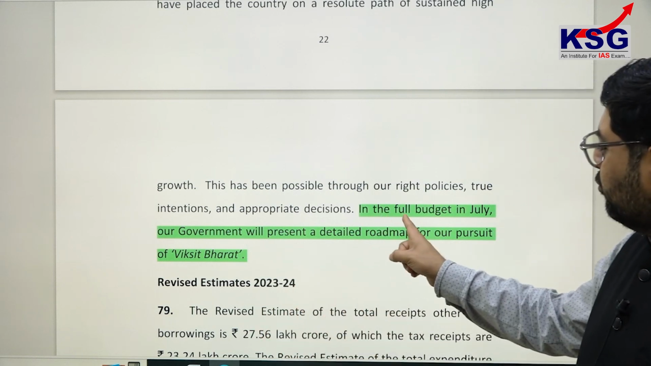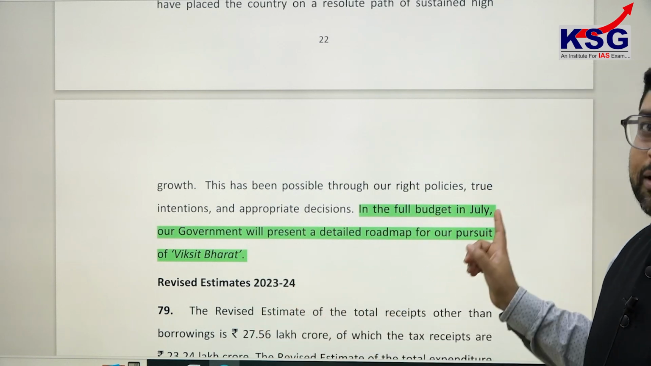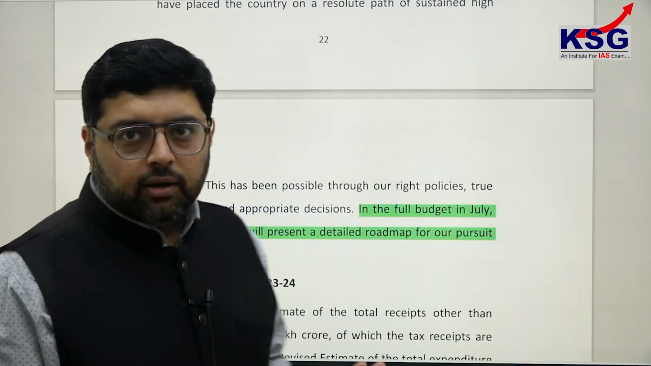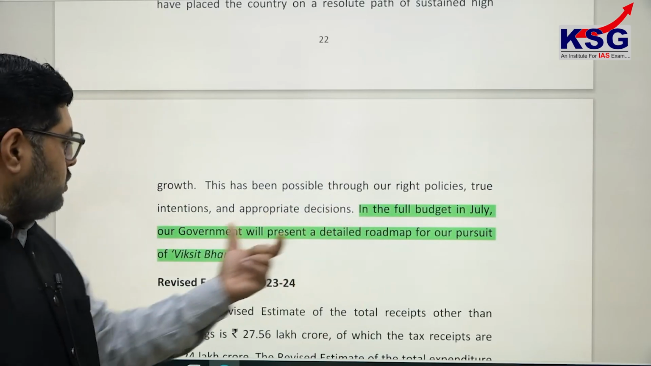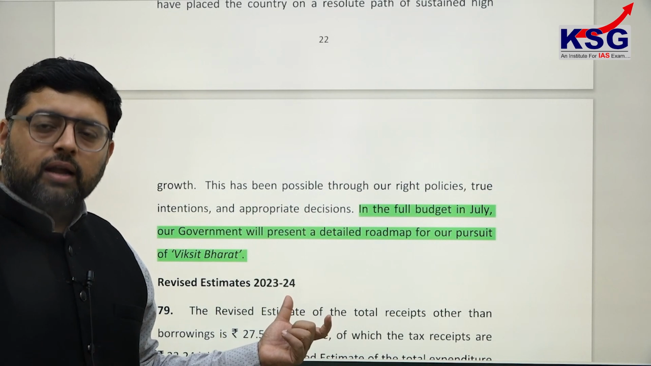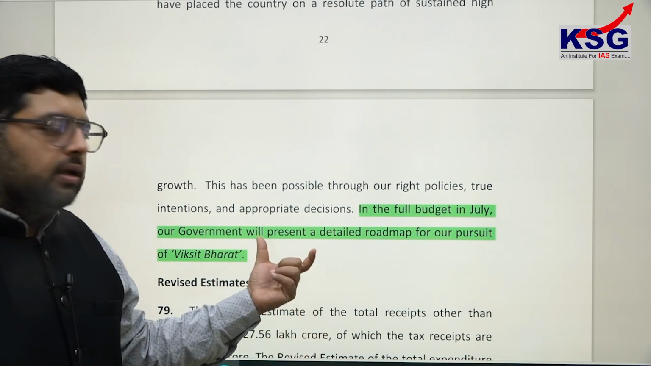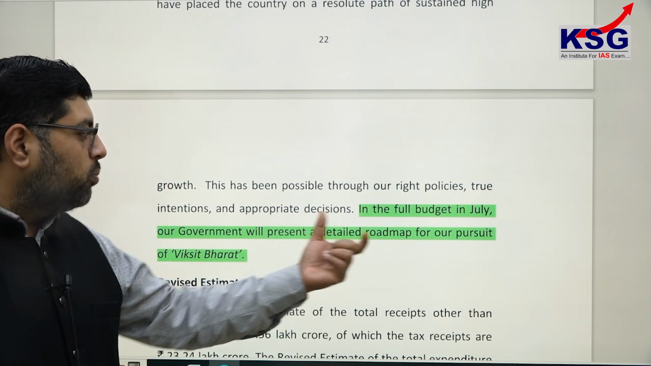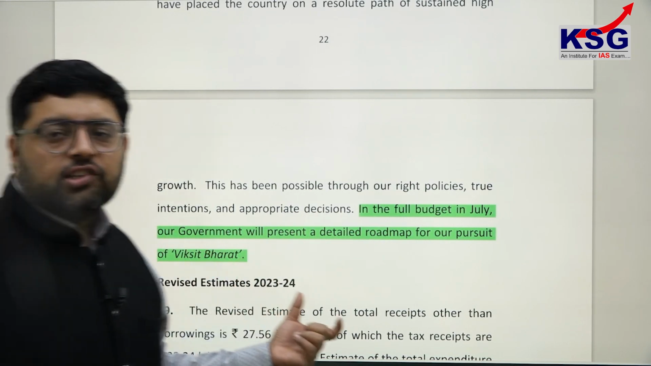So ultimately, in the full budget in July, it means the government is confident that we are coming back for this financial year. So if the government comes again to power, then they will announce a detailed roadmap for our pursuit of Viksit Bharat.